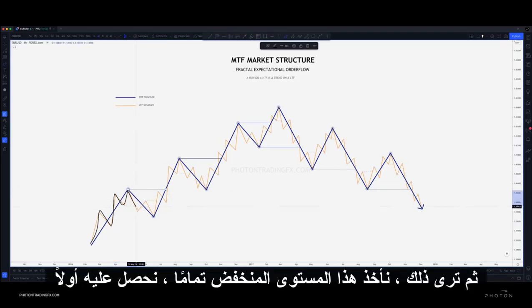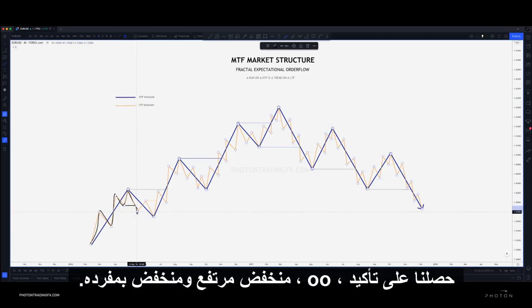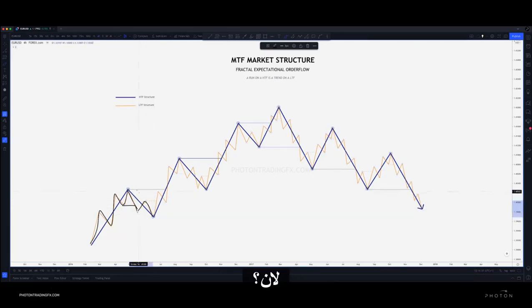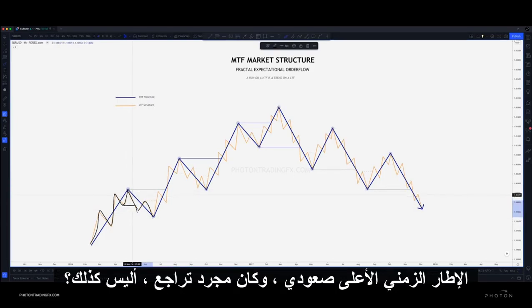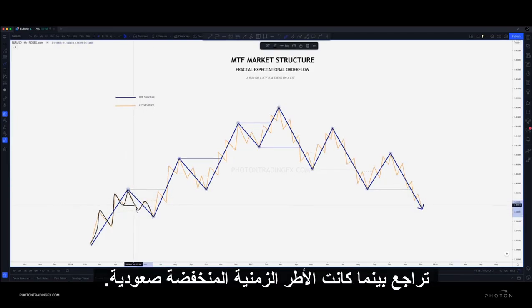So then you see that we take that low out, right? We get that first change of character where the lower time frame then switches bearish. We get a confirmed lower low, lower high, and lower low. However, that bearish trend on the lower time frame is reasonably short-lived. Why? Because the higher time frame is bullish and it was just a pullback, right? It was just a counter-trend higher time frame pullback whilst the lower time frames were bullish.